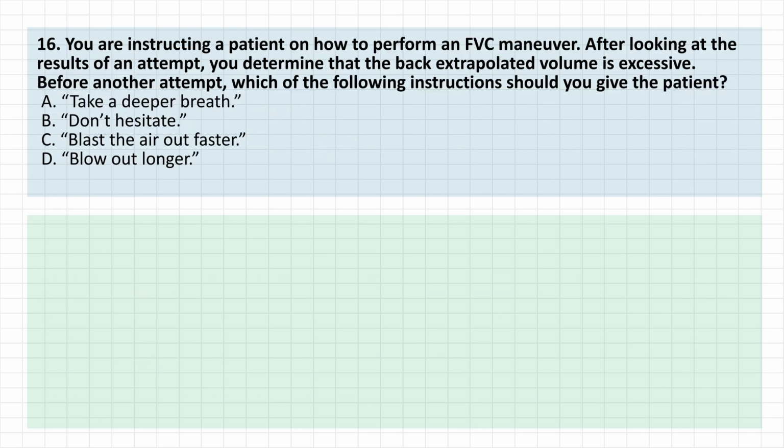16. You're instructing a patient on how to perform an FVC maneuver. After looking at the results of an attempt, you determined that the back extrapolated volume is excessive. Before another attempt, which of the following instructions should you give the patient? A. Take a deeper breath. B. Don't hesitate. C. Blast the air out faster. D. Blow out longer. The correct answer is B.